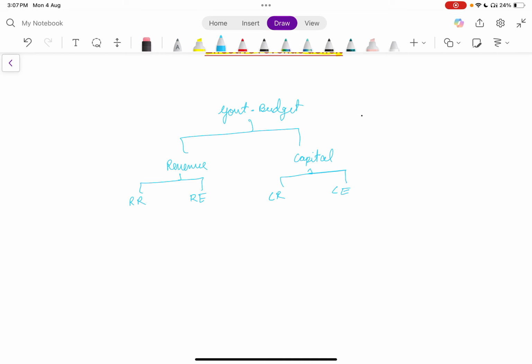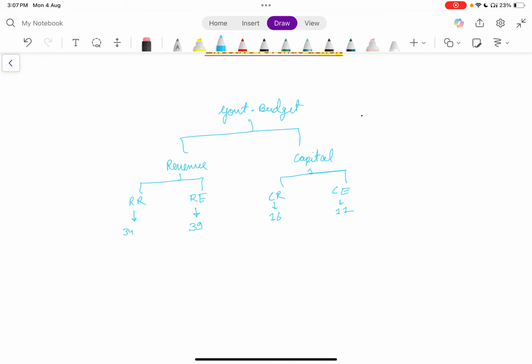Now suppose there is a condition where the revenue receipt, that is the government income, hypothetically I am assuming a number, it's 34. You can assume this as 34 lakh crores, and the expenses is 39. And if we look at the capital revenue, it is somewhere around 16 and the capital expenses might be 11.